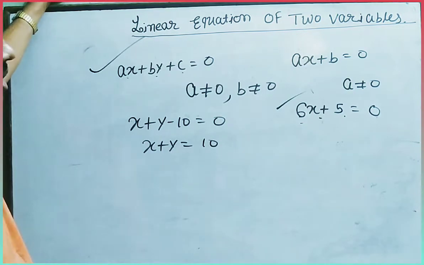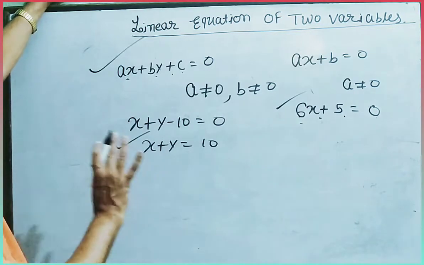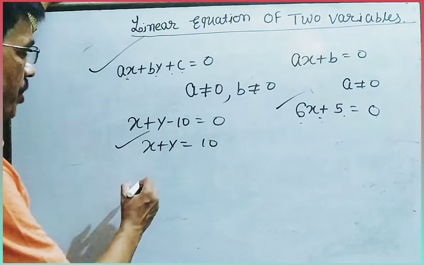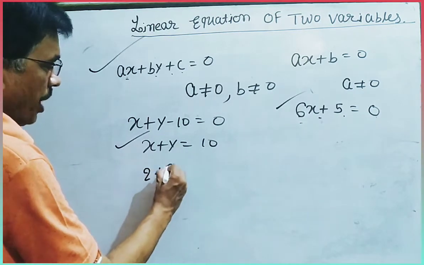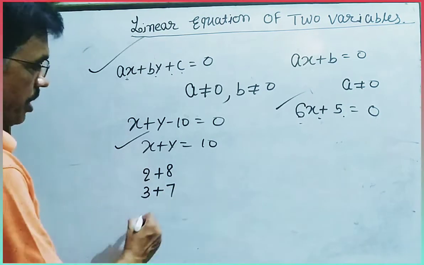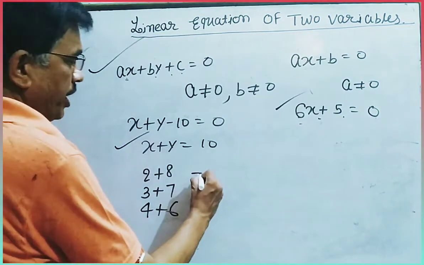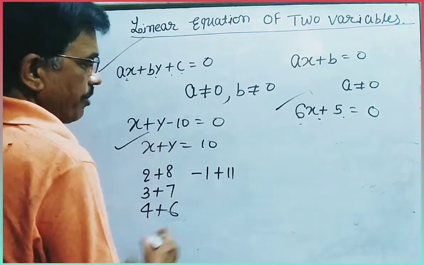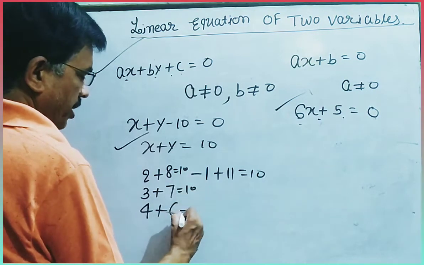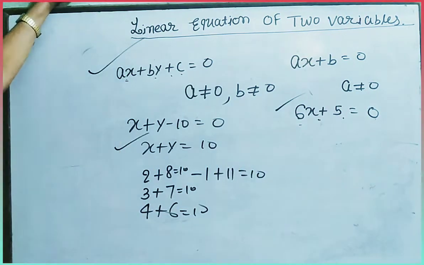And if only one linear equation of 2 variables is given, then it has infinitely many solutions. Because when you write x is equal to 2, then y is equal to 8. When x is equal to 3, y is equal to 7. When x is equal to 4, y is equal to 6. When x is equal to minus 1, y is equal to 11. You get the result 10. So there are so many solutions which satisfy the equation.